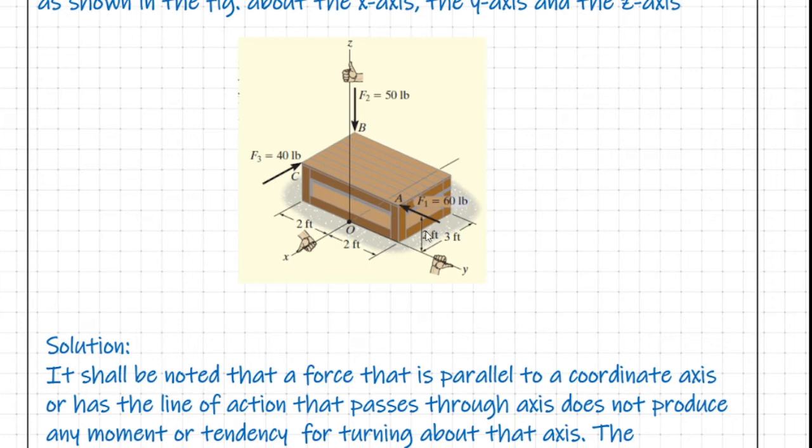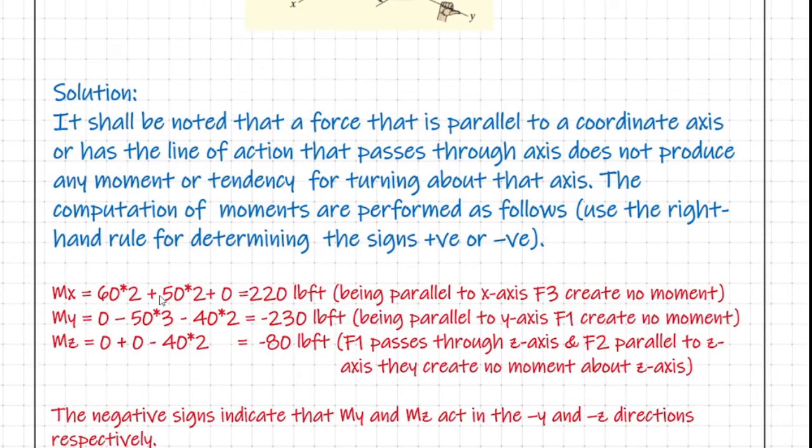So the moment produced by F1 about the x-axis, does this produce any moment about the x-axis? Obviously. So we know that the moment is the magnitude of the force, that is 60, into the perpendicular distance of the line of action of F1 from the x-axis, that is the 2 feet. And look here, this creates a counterclockwise moment. Accordingly, using the right hand, this moment produced by F1 about the x-axis is directed along the positive x-axis. So we have the moment produced by F1 about the x-axis is plus 60 into 2.